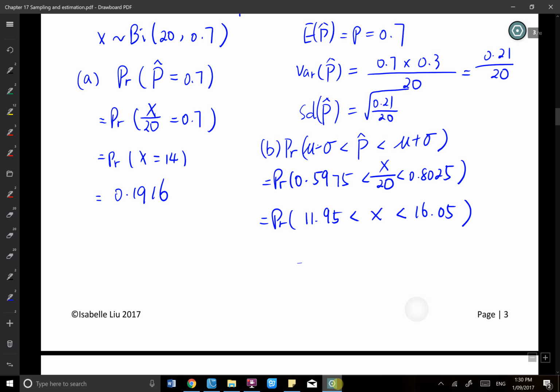You draw that on the number line. That's 11.95, that's 16.05. What integers are in between those two values? It doesn't matter round down or round up, it's purely what you can have for x. So the x you can have in between is 12 to 16. So that's probability 12 to 16. I'll adjust the domain, so it can take 12 to 16.